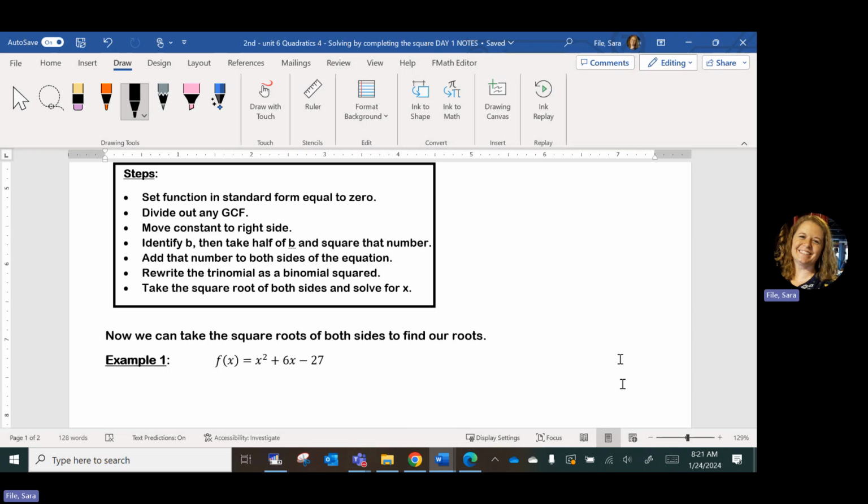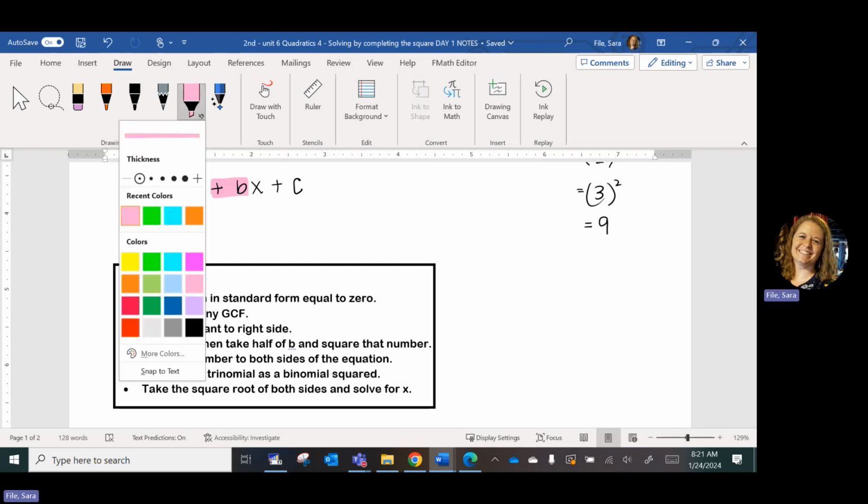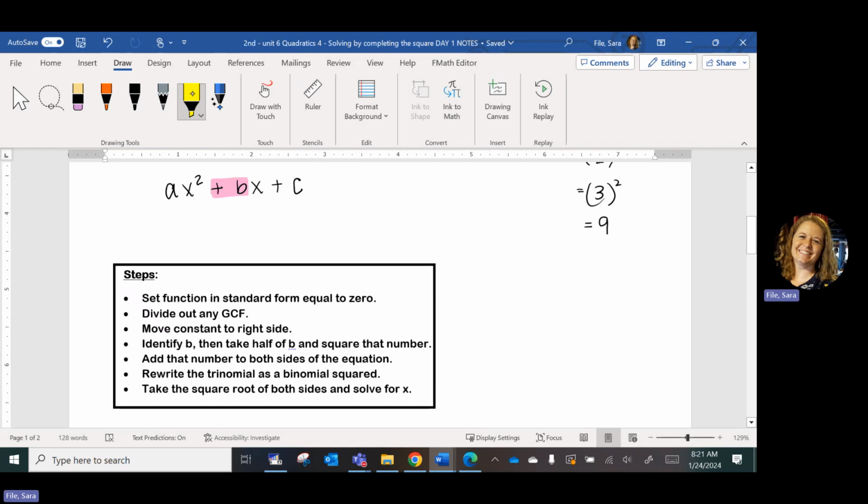What part of that equation in standard form is the constant? When it says move the constant to the other side, what part of this equation, ax squared plus bx plus c, is the constant? The c. That's going to get moved to the other side. We're just going to have x's, the x squared and the x term together on one side and the constant on the other side. Okay.